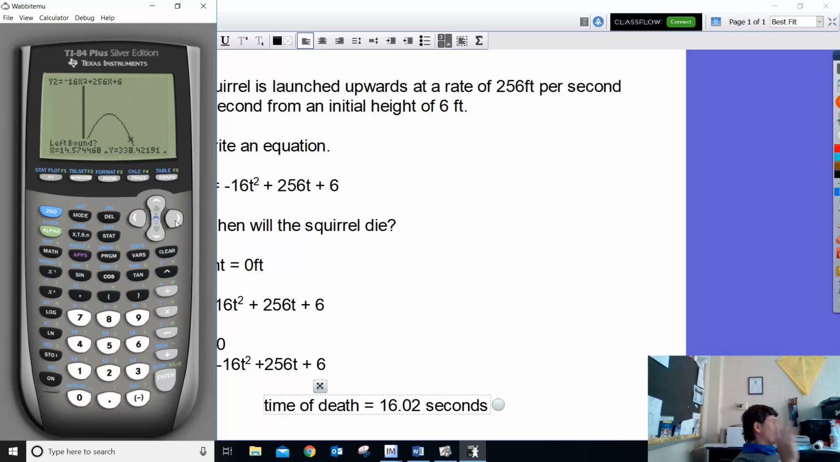You don't have to get close. I just put my cursor right there to the left. And then I'm going to press enter, because I think we did a maximum in class the other day, didn't we? Yeah. Enter. Now it says get to the right.